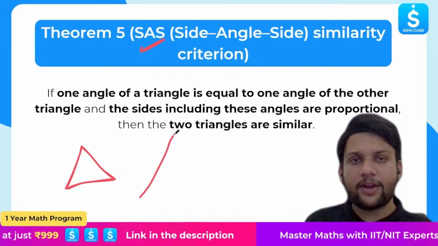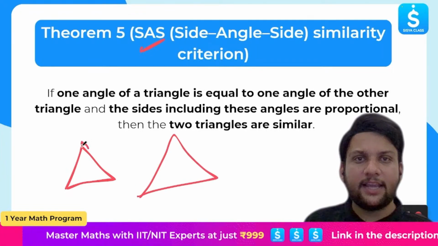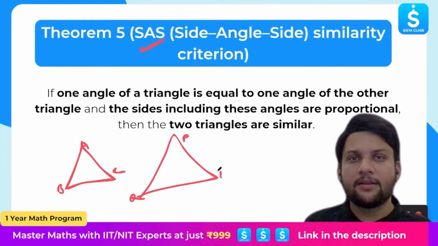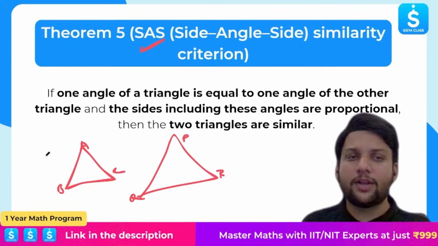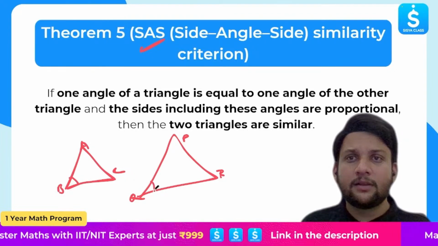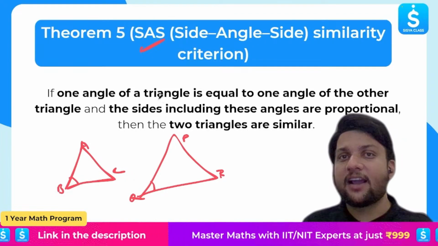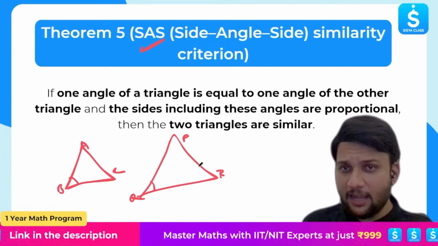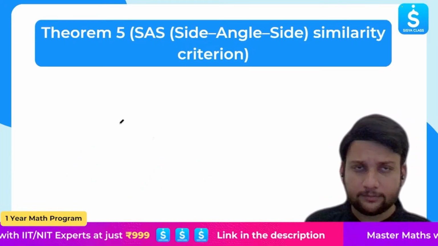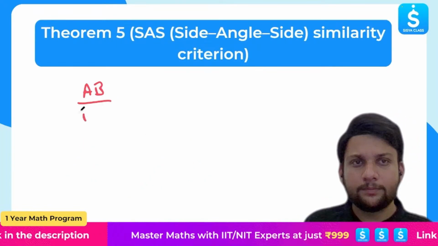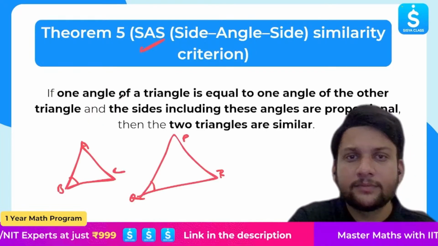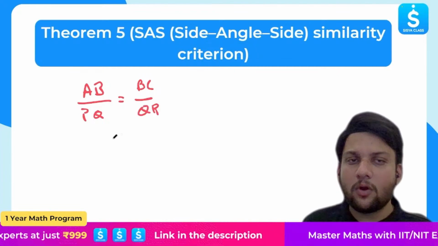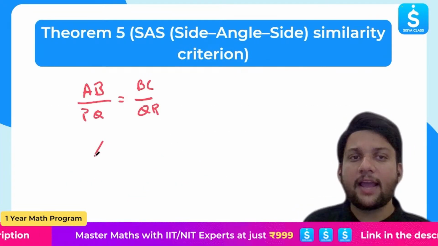So if we have, let's say, two triangles, ABC and PQR. Now, what is given? If one angle of a triangle is equal to another angle, let us assume angle B equals angle Q. And the sides including these angles, what is meant by sides including? The answer is AB and BC. In this case, it is PQ and QR. They are proportional. That is what it's trying to say: AB over PQ is equal to BC over QR. And it is also given that angle B equals angle Q.